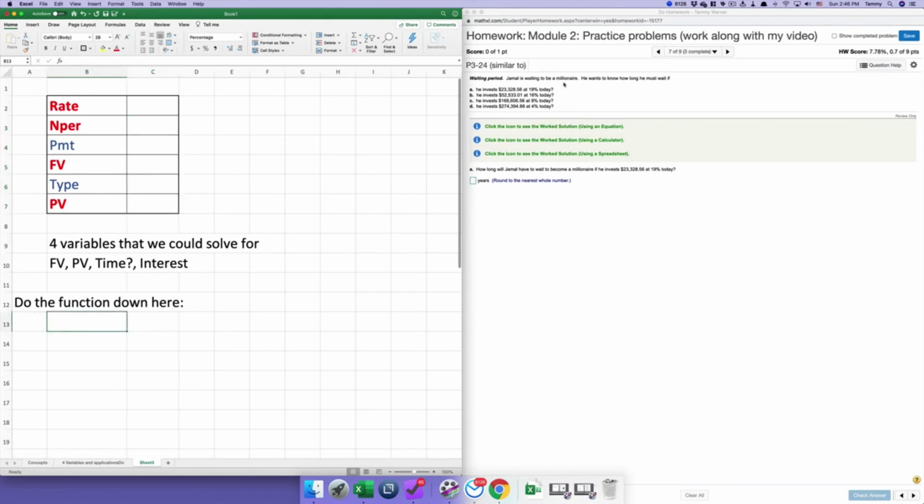And so now we're solving for the NPER, the number of periods. Let's see, the first question is if he invests at 19%, which is a ridiculous rate of return, and the question is the number of periods, that's what we're solving for. The payment is 0. The future value is $1 million.